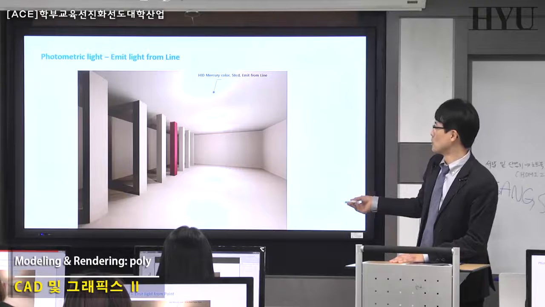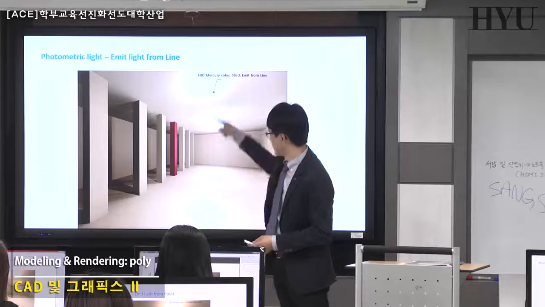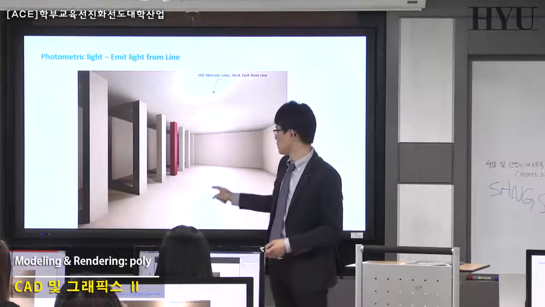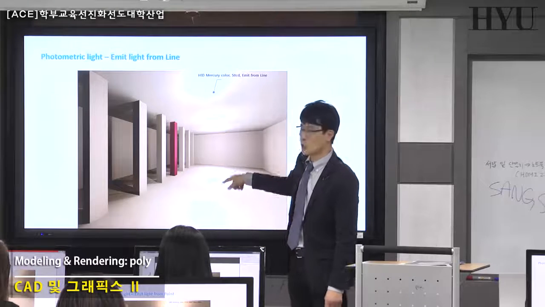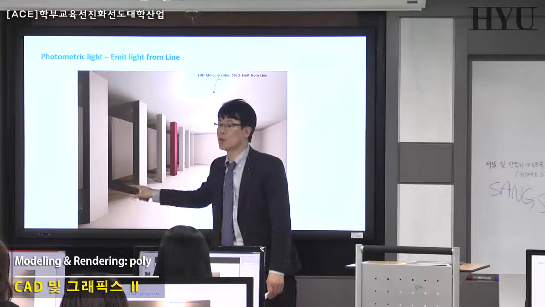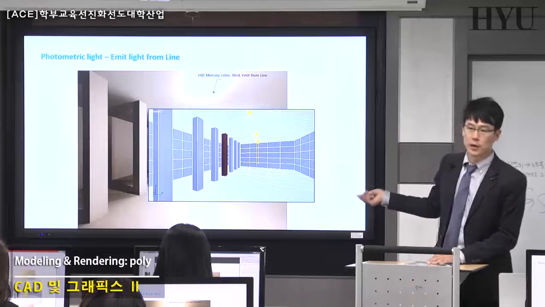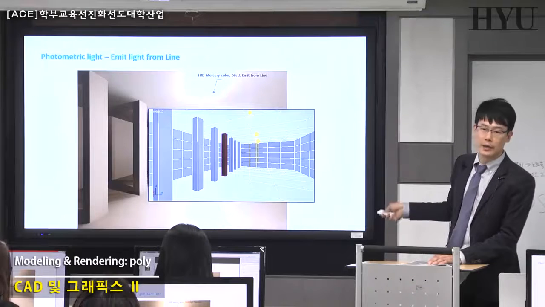Take a look at this one. This is emit from lines. There are 3 lines, okay? That's why there is another shape of that light. But the shadow casting looks very sharp. This one, okay? Emit light from line.